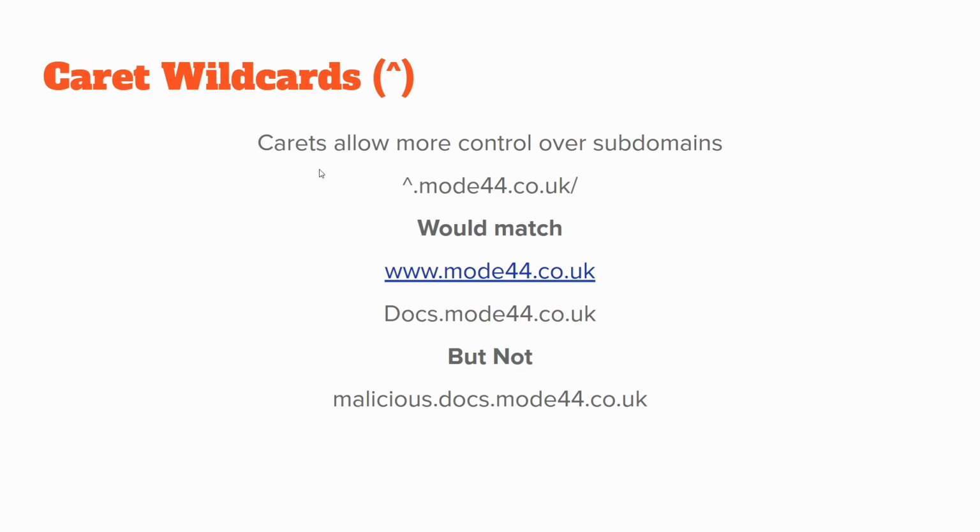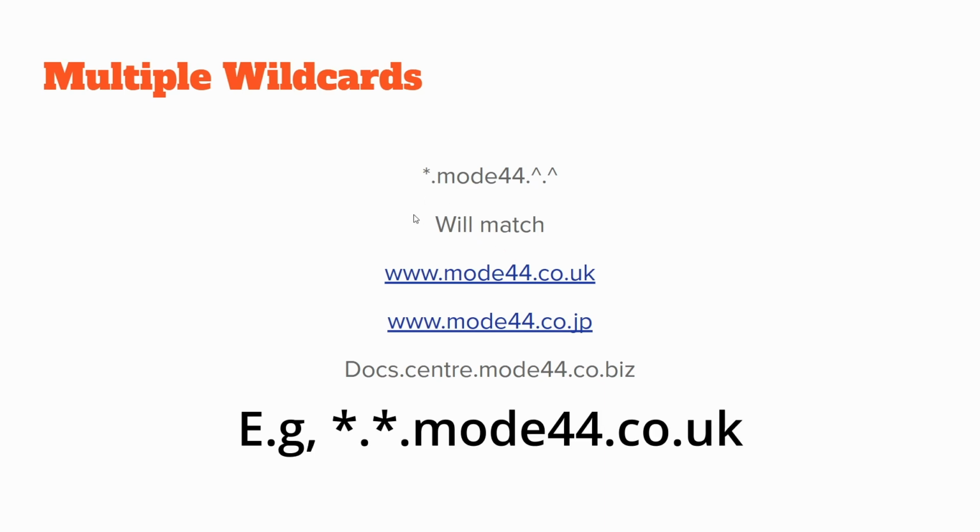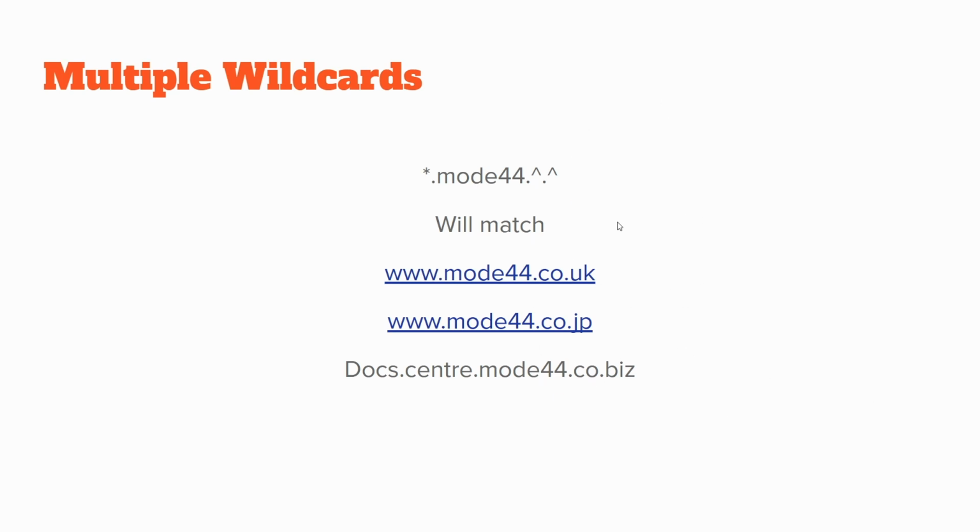Carets, on the other hand, allow a single token to be matched. So the caret in this case, .mode44.co.uk, would match www dot and docs, but it wouldn't match malicious.docs, because there's now two tokens behind that one. You can have multiple wildcards. Multiple wildcards are acceptable, although they don't say to chain wildcards because it can create a huge overhead for processing. We're not going to do this all on PowerPoint. We're going to go and look at the firewall in a second, so please bear with me. But that will give you an idea there.